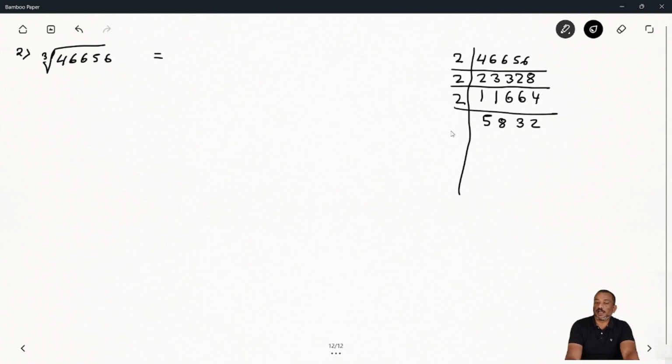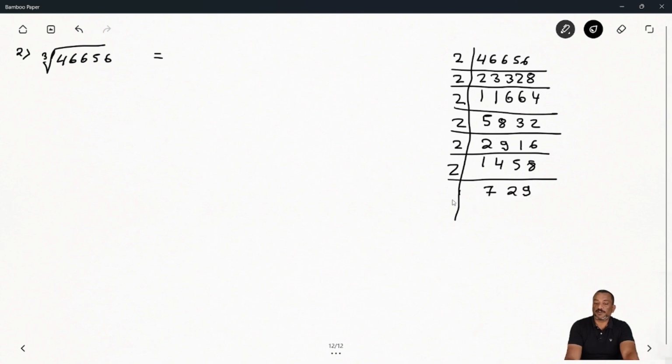Okay, so again you can divide with the 2, so you will get how much? 5,832. Again you can divide with the 2, so you will get 2,916. Same way you can keep going on, so you will get 1,458. Okay, if you keep going on with the 2, so you will get 729, and 729, you know, it is a factor of 9 cube, so you can divide this by 9, so you will get how much? 81. Now 81, again you can go with 9, so you will get 9.